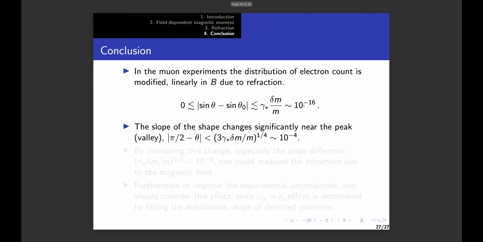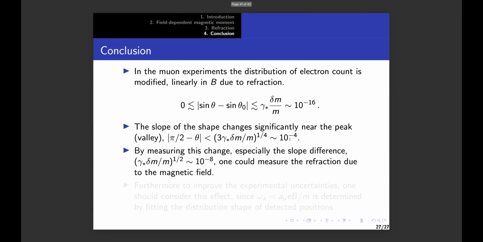But since this is a functional fit, you can look at the slope of the shape change, which changes significantly near the peak of this angle range, which is 10 to the minus 4. And by measuring this change, especially the slope difference, which is 10 to the minus 8, one could measure the deflection effect. I think this is very fascinating if one can measure this.